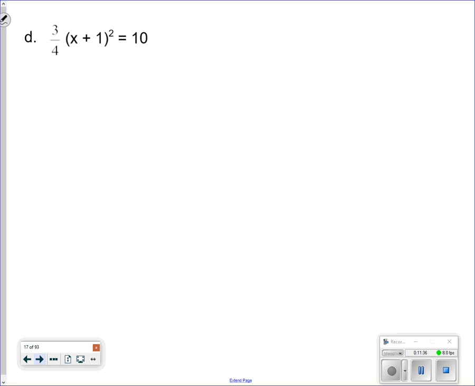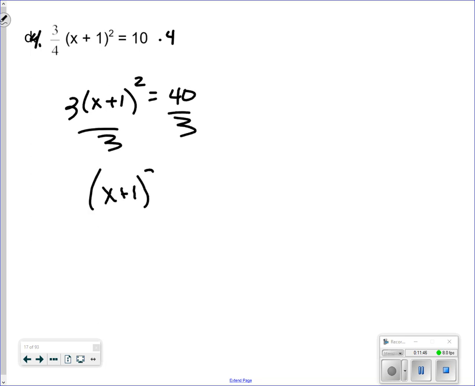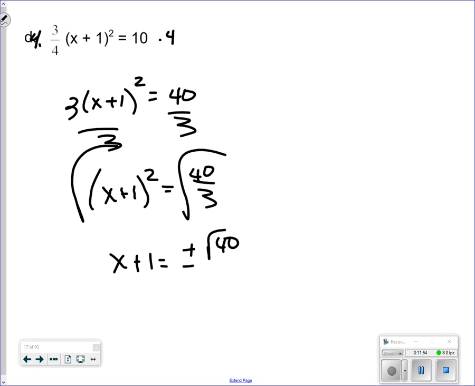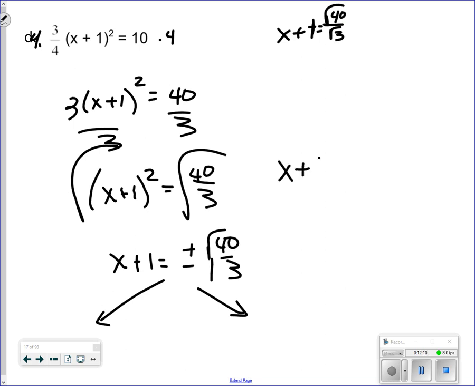This one, again, is not very friendly. I'm going to multiply by 4 to both sides. And then divide by 3. Take the square root of both sides. Anytime I take the square root of both sides, I get a plus minus answer, which means I'll split this into two questions, one for the plus and one for the minus. I'm going to move over here. X plus 1 equals positive square root of 40 over the square root of 3. X plus 1 equals negative square root of 40 over 3.